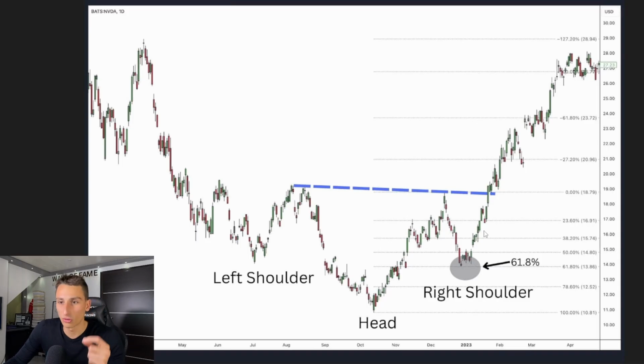Another point is that a downward sloping neckline is actually more bullish. When it breaks, the move is more aggressive, so it's more ideal if the neckline is downward sloping. And one of the last mistakes is don't confuse it with a triple bottom. Three equal lows, that's a triple bottom, and not an inverse head and shoulders, which has a notably lower head.